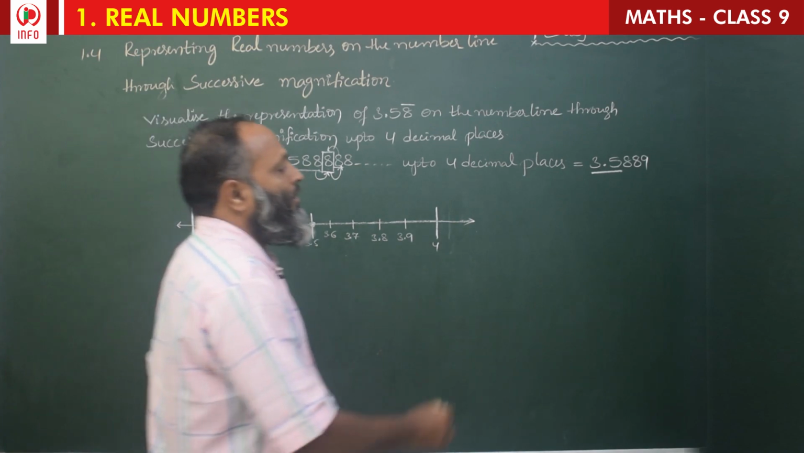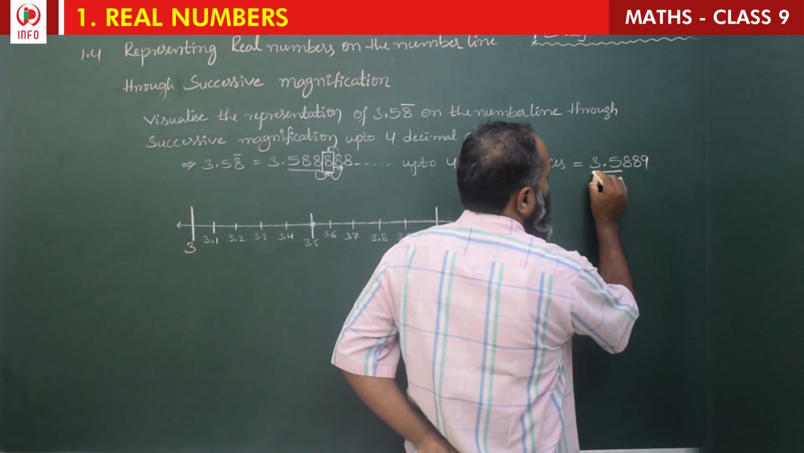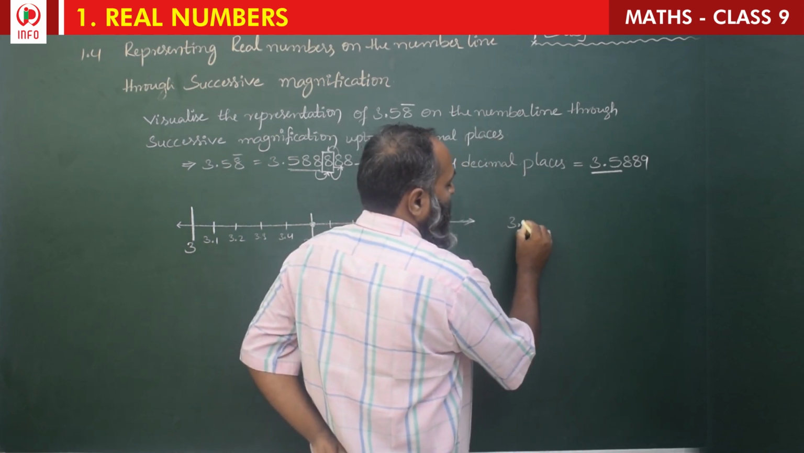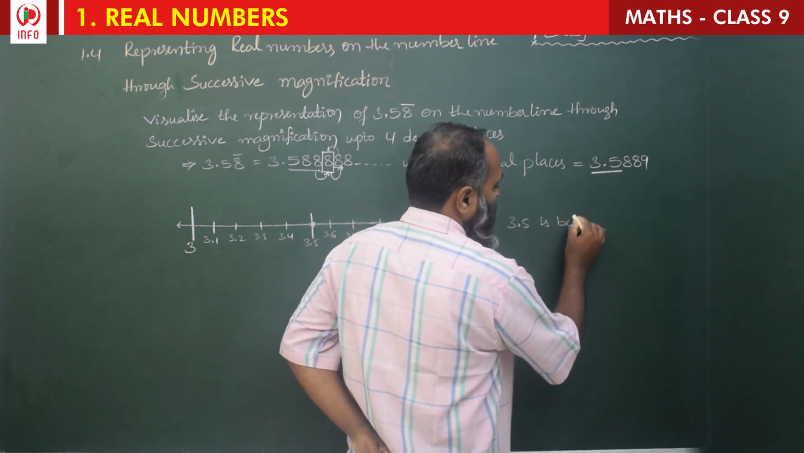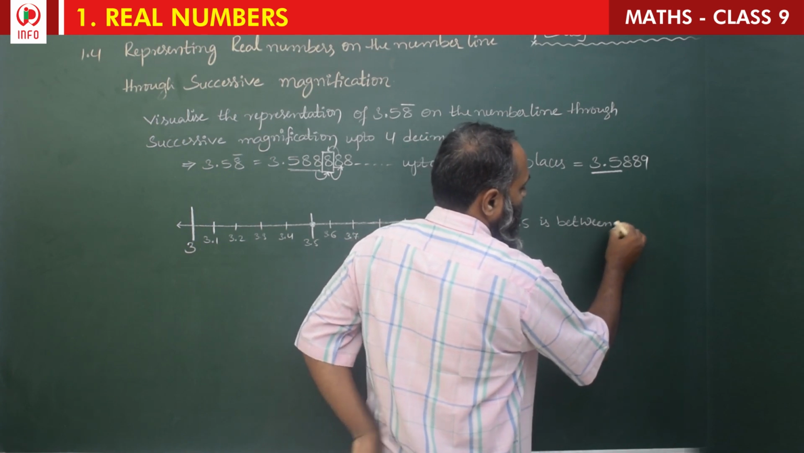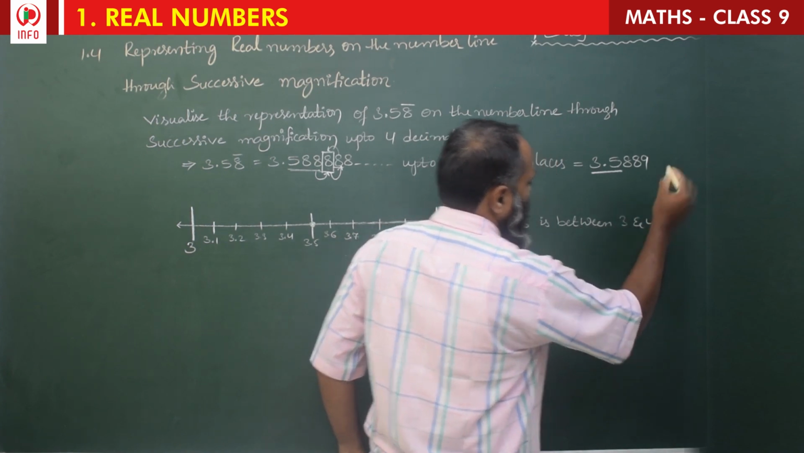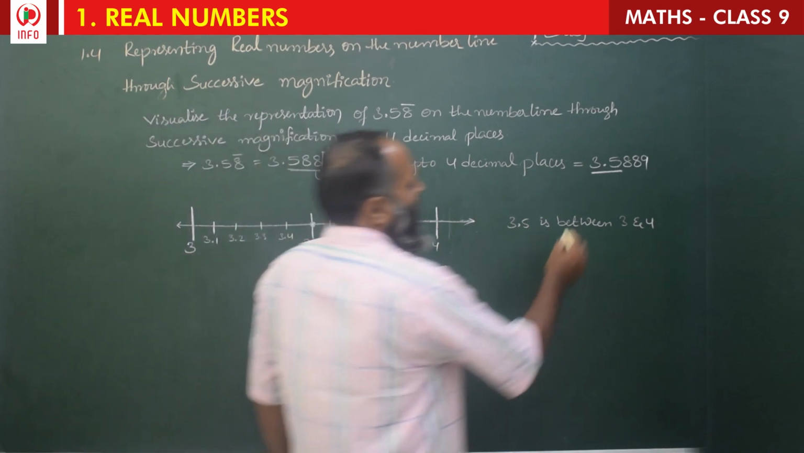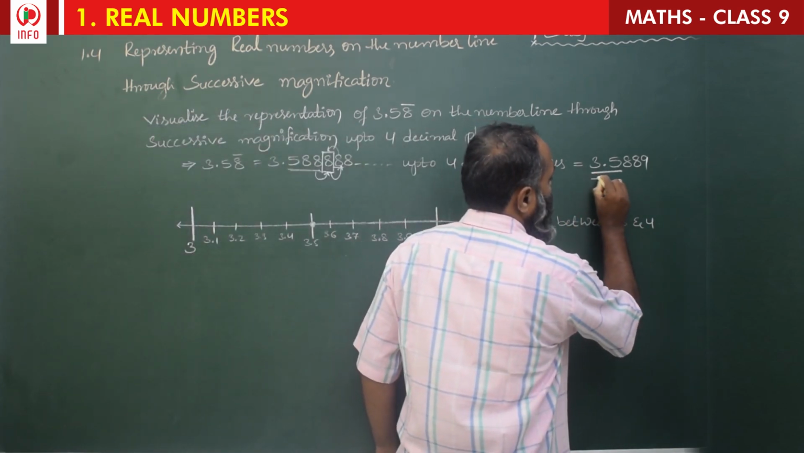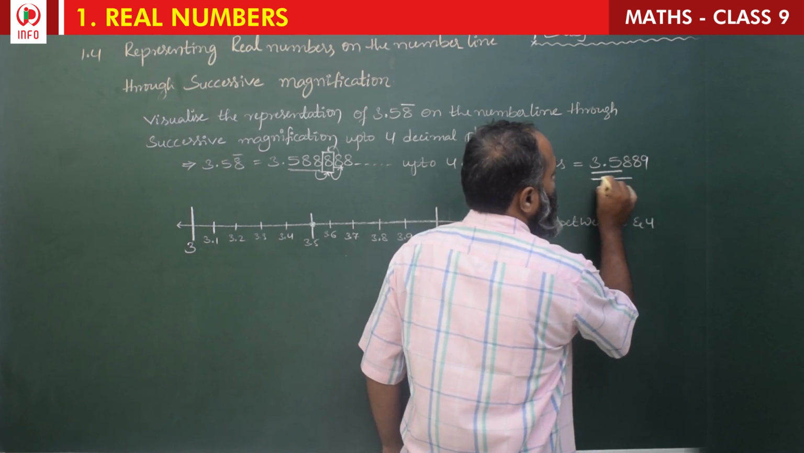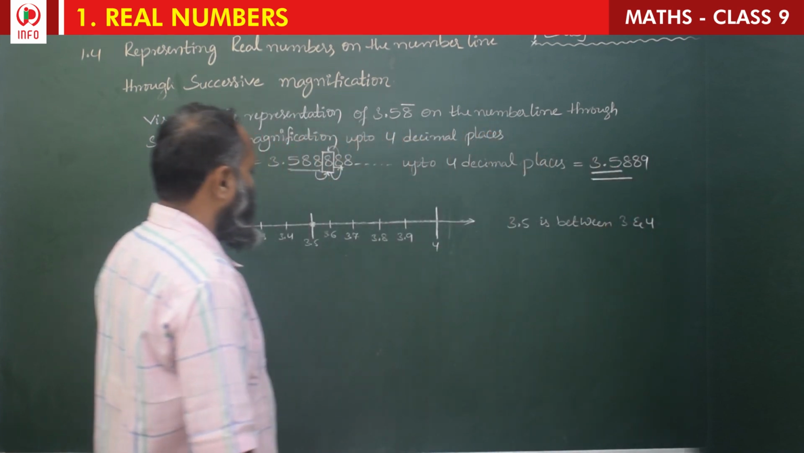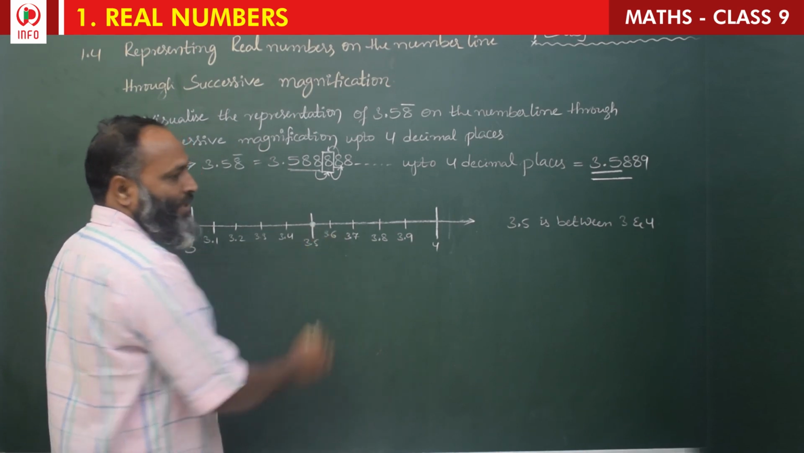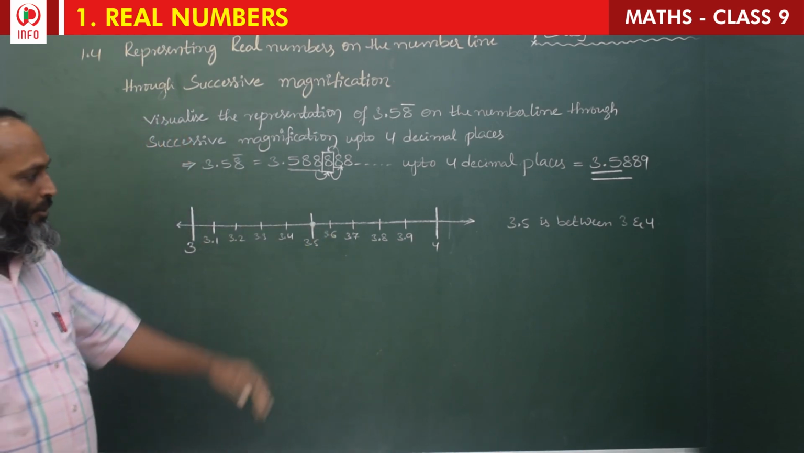So we should now take 2 digits. 3.5 is in between 3 and 4. Now we should take 2 decimal places, 3.58. 3.58 is in between 3.5 and 3.6.